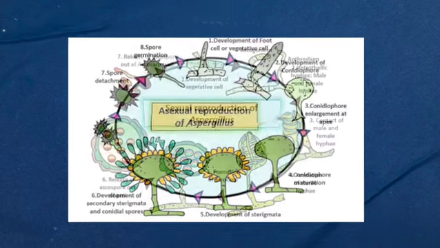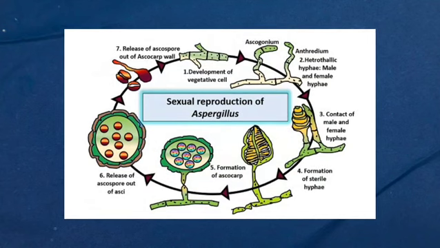Then comes sexual reproduction. Same as asexual, but here a slight difference is seen. Here two strains are used, so that is your heterothallic hyphae structure. First, same as asexual reproduction, a vegetative cell is developed, from which two heterothallic hyphae are formed. These heterothallic hyphae are the ascogonium and antheridium. The male is the antheridium and the female is the ascogonium. These two are formed in favorable conditions.